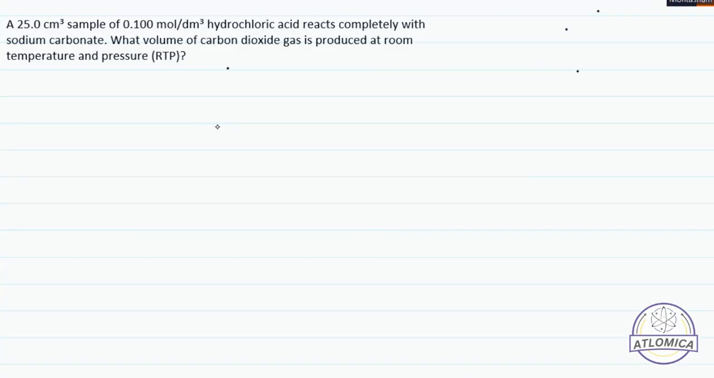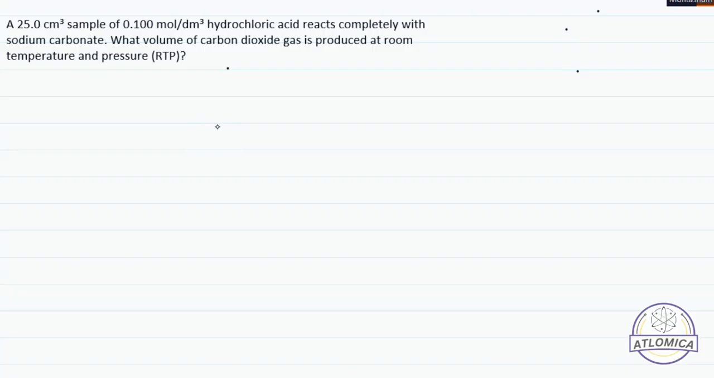So in order to find the solution of this, you have to recognize what the reactants and the product are. The reactants are HCl and sodium carbonate, and the product is carbon dioxide. You have to recall from what you learned in your O level that when a metal carbonate reacts with an acid, carbon dioxide, water, and a metal salt are produced.